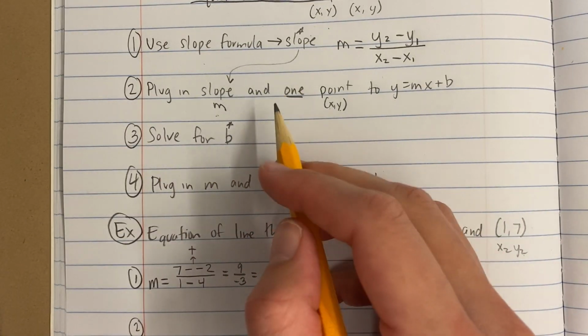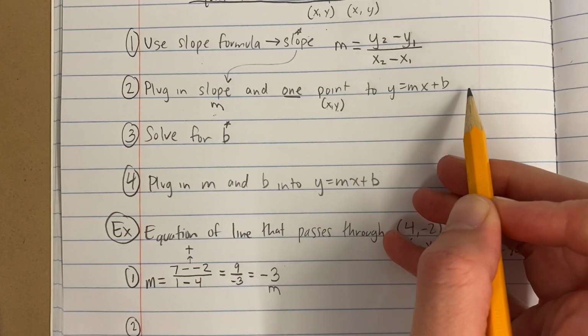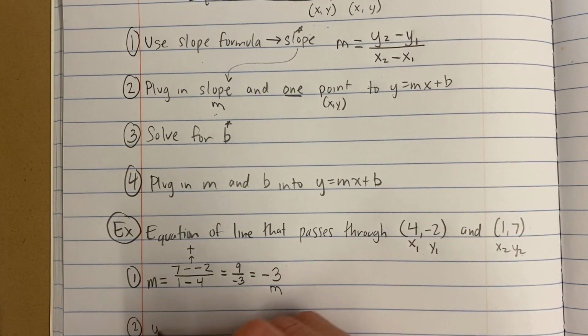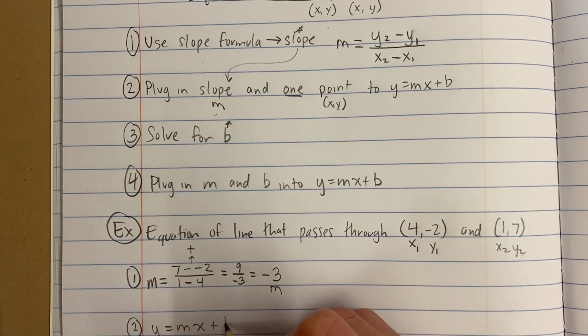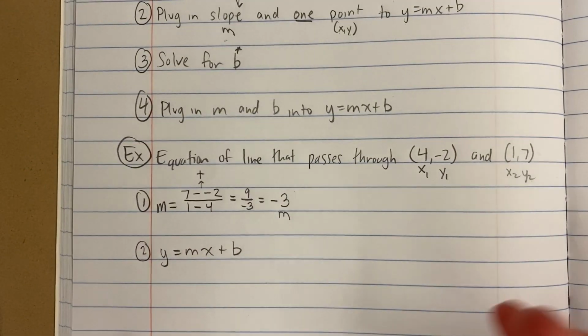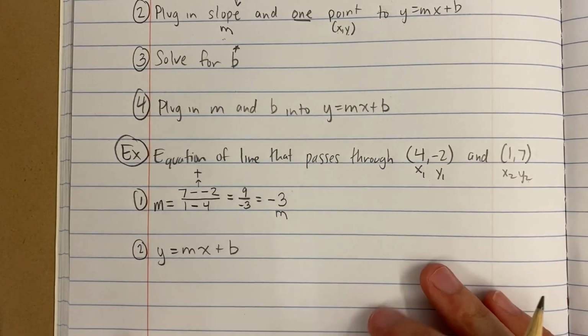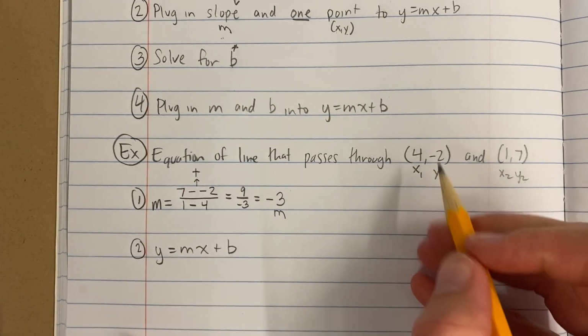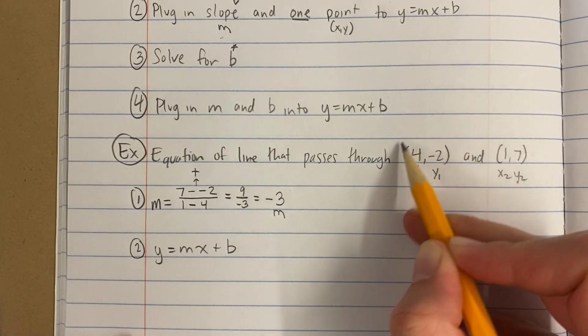Step 2, plug in slope and 1 point into y equals mx plus b. Now, what I want to show you, and here's y equals mx plus b, is that it doesn't matter which point you plug in. So I'm going to plug in 1 point, and then I'm going to plug in the other point and show you that it comes out the same. So let's say that I choose this point first.